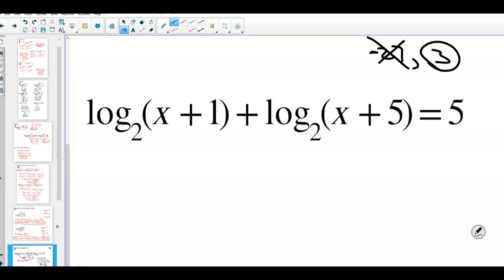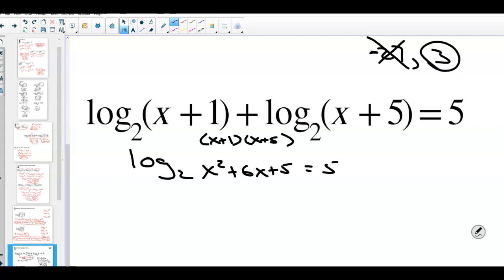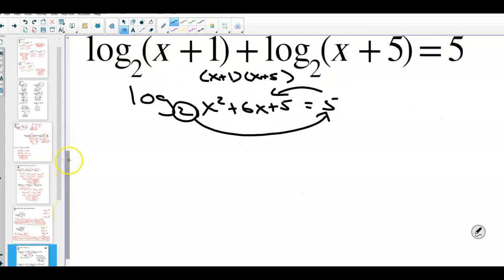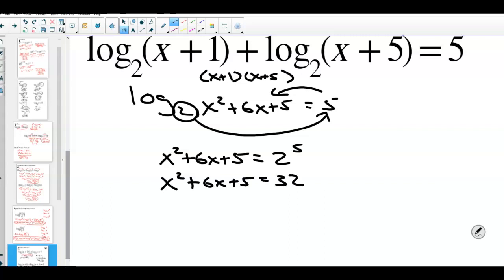With the plus sign here, log base 2, we're doing x plus 1, and I'm going to write it here, times x plus 5. That needs to be FOILed. X squared plus 6x plus 5 equals 5. 2 raised to the 5th equals x squared plus 6x plus 5. So x squared plus 6x plus 5 equals 2 to the 5th. X squared plus 6x plus 5 equals 32.